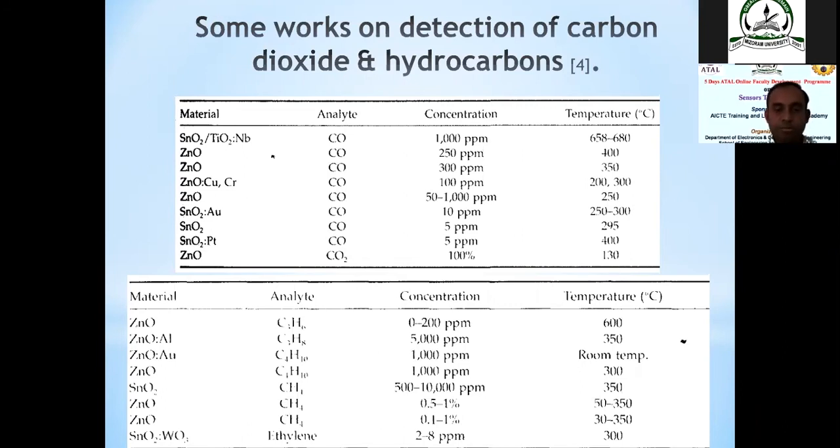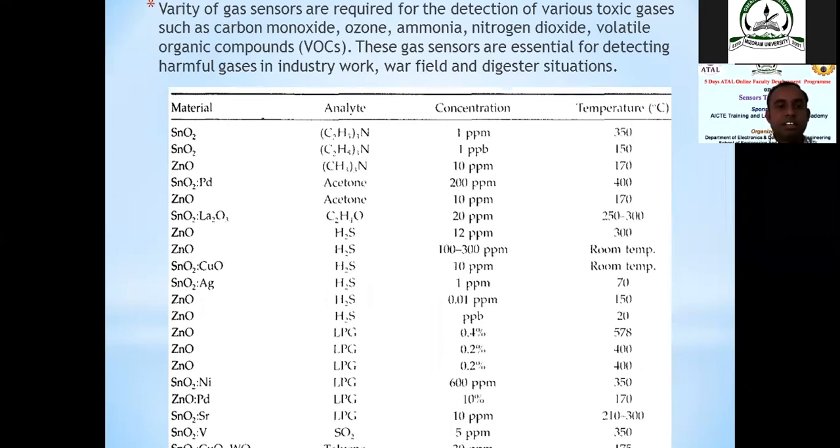The temperature should be as low as possible, even room temperature or maybe lower than that. Different volatile compounds can also be sensed, and these gas sensors are essential for detecting harmful gases in industry work, the war field, or maybe a disastrous situation.